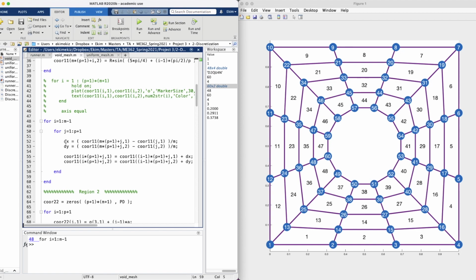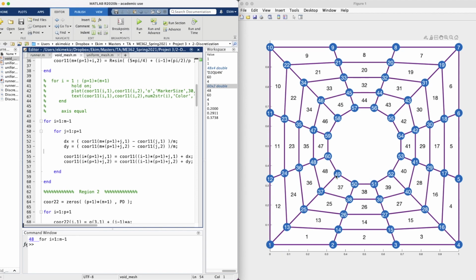So at the very start of the loop, we always calculate our dx and dy. And what we do for that is, if you're looking at node 13, for example, this node here, for the x increments, we should calculate the difference between these two nodes.